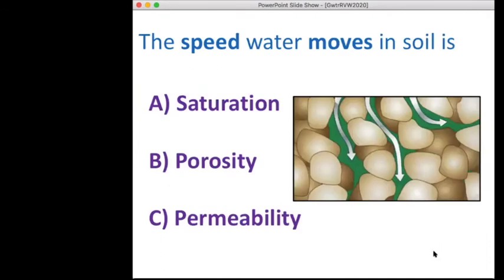All right, next one. The speed water moves in soil is A, saturation, B, porosity, or C, permeability. The speed, how fast that water moves when it's in the ground.